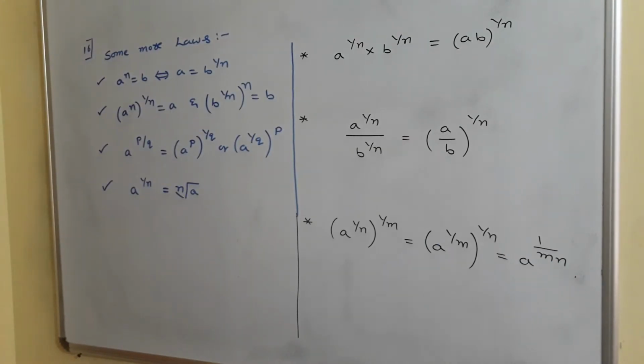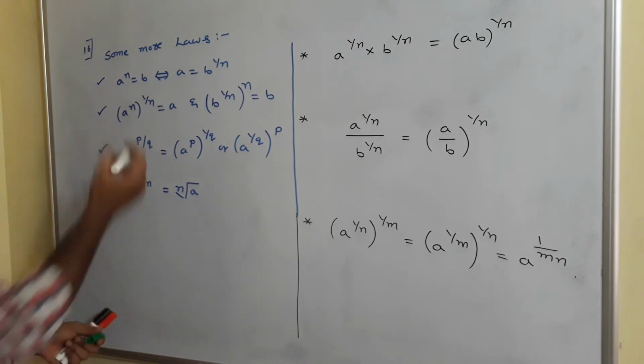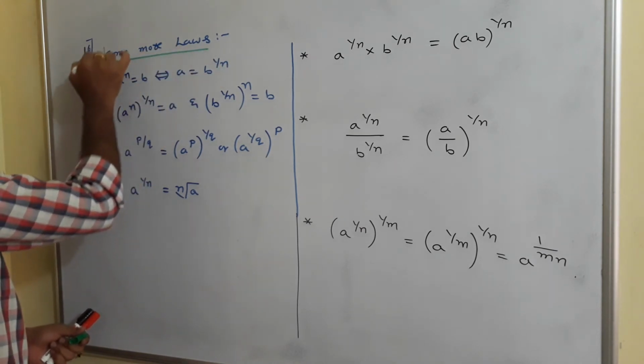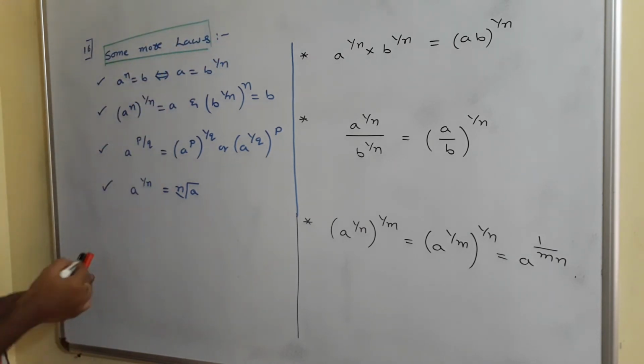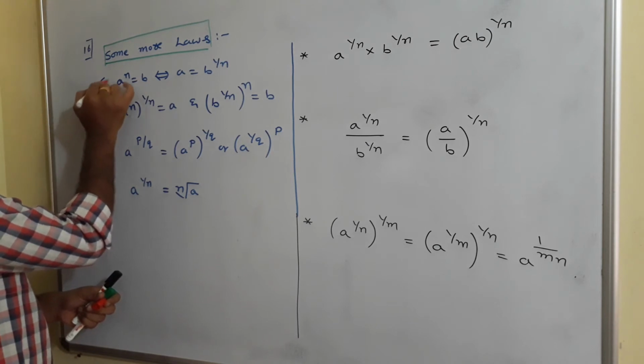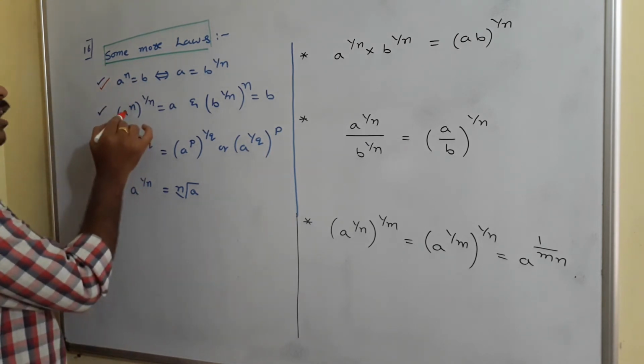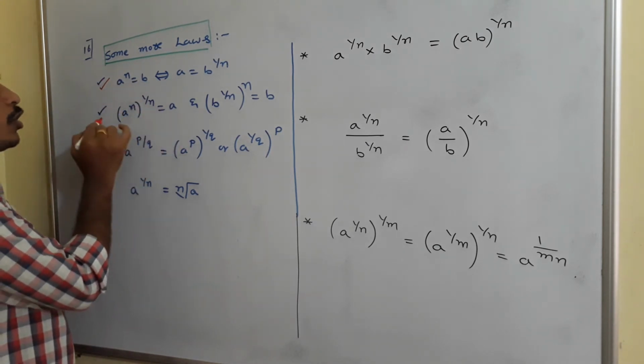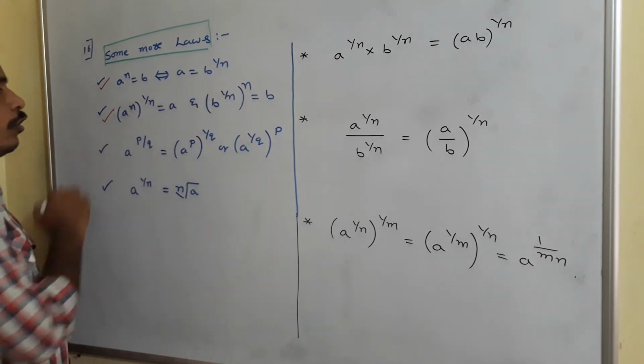Right, till now we learnt about different laws of exponents and nth roots and some simple problems related to the nth roots. Now let's think about some more laws specifically. Here all these things you already know. If a^n = b, then a = b^(1/n), and (a^n)^(1/n) = a. If you multiply these two, you are left with a. If you multiply these two, you are left with b.